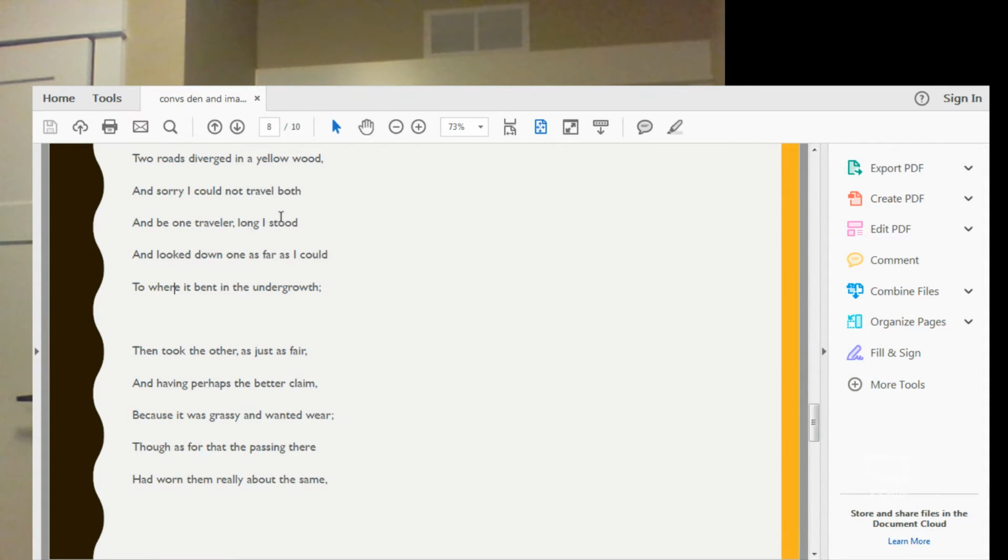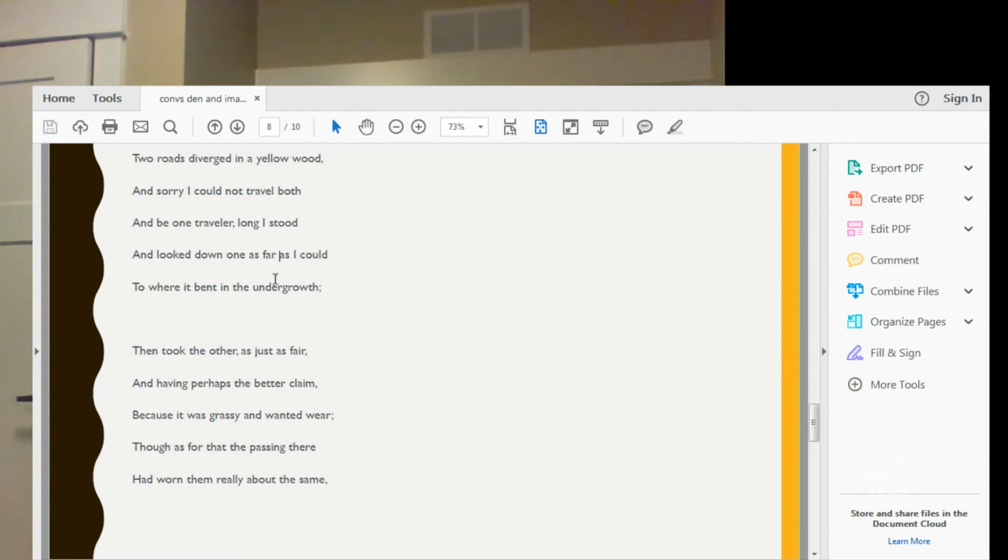And long I stood. So he's standing there for a long time. So again, we get this image in our heads. It's a sense of time passing. And looked down one as far as I could. Okay, so by this far aspect, we get a good image in our head that these roads are very long. To where it bent in the undergrowth.